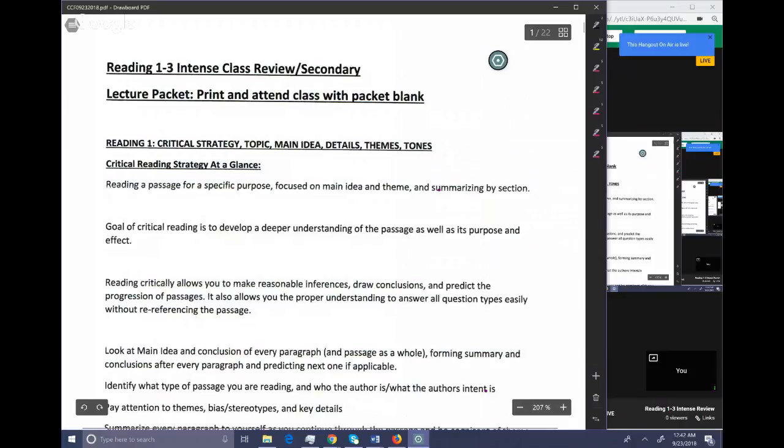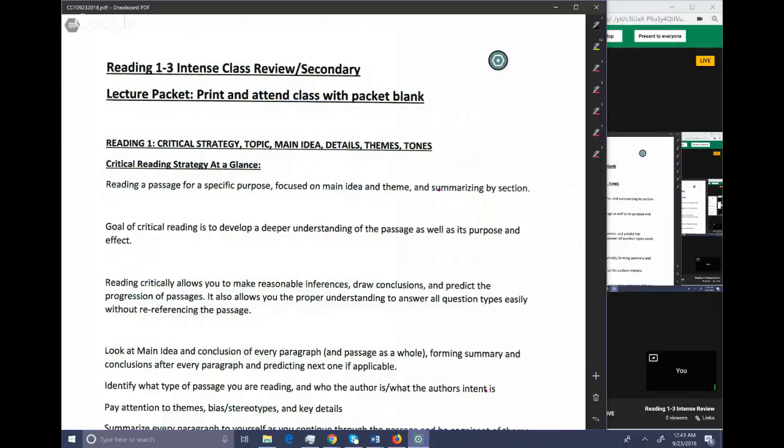Okay, so this is the Reading 1 through 3 intense review class. This is kind of a new concept. Reading 1 through 3 are classes that, if you're taking this class right now, you have definitely taken. You've studied those fairly intensively over the last little while. And those are the ones that are passage-based.